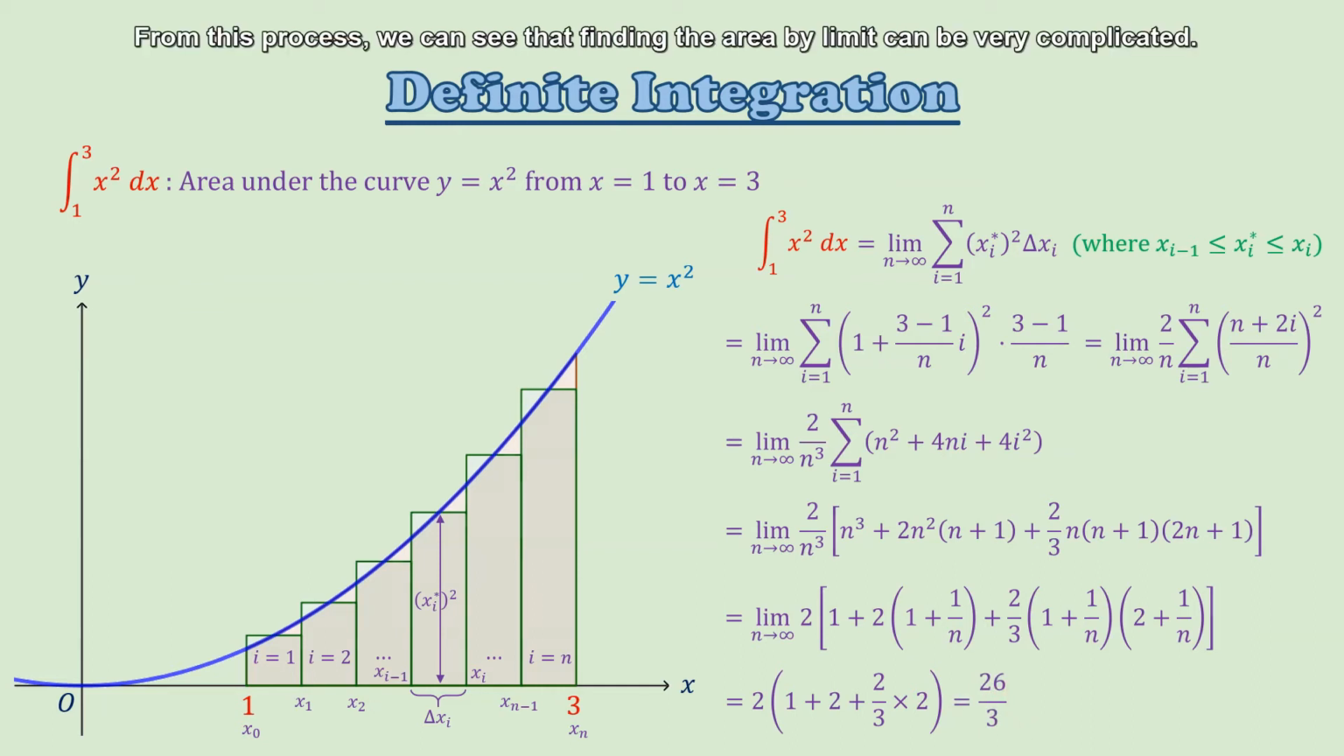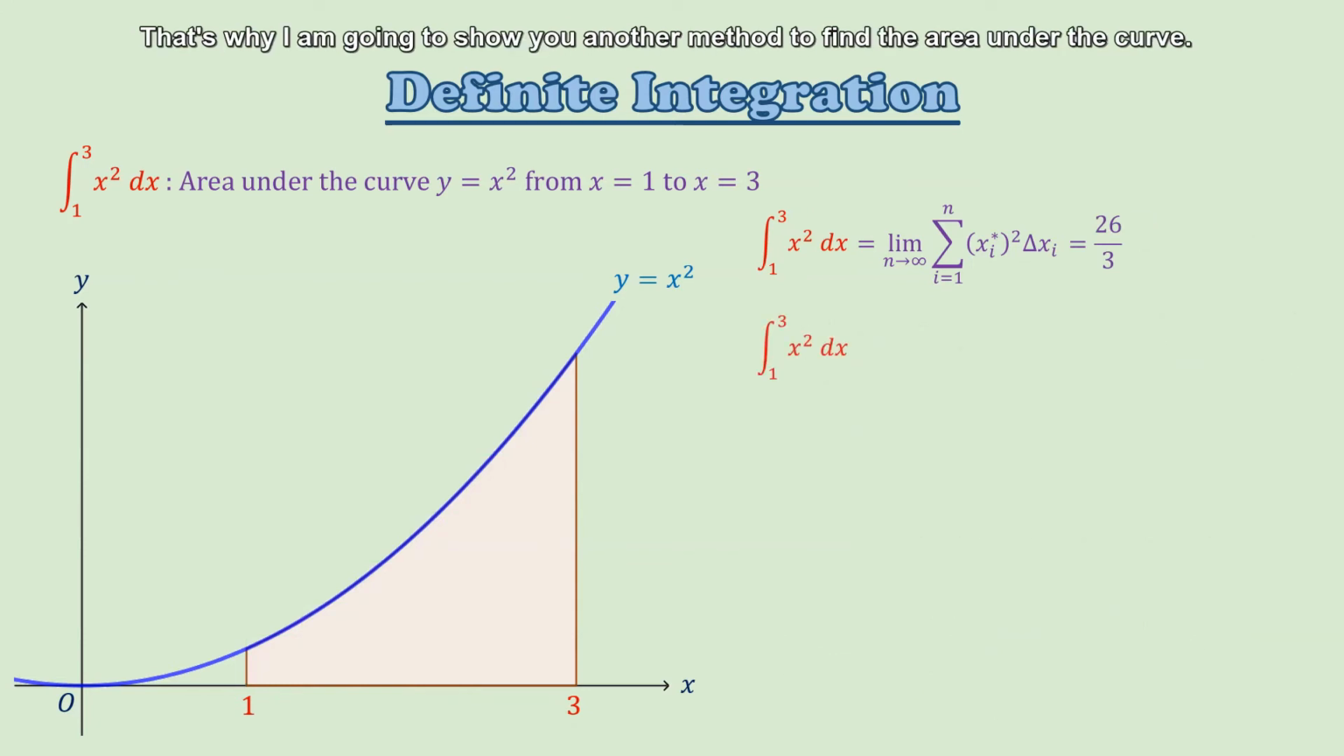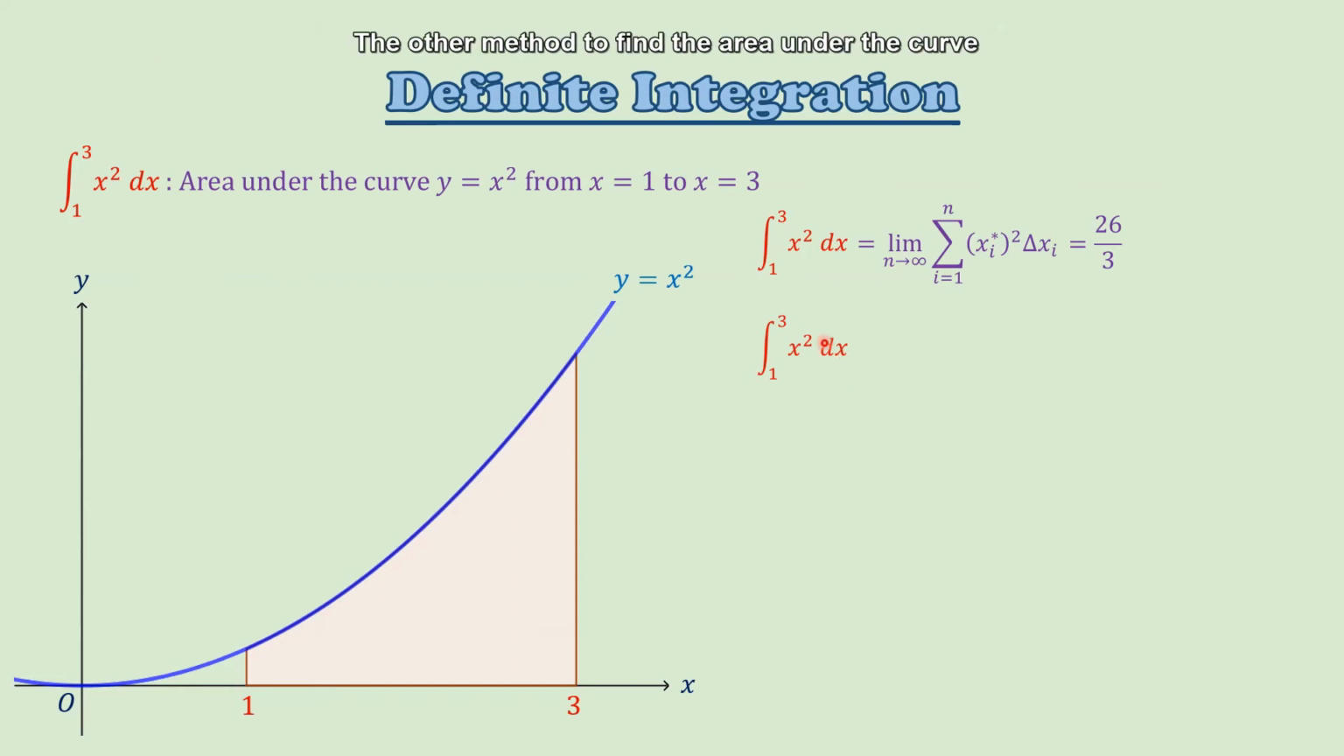From this process, we can see that finding the area by limit can be very complicated. That's why I'm going to show you another method to find the area under the curve. The other method to find the area under the curve is to first of all consider indefinite integration. If we integrate x squared, we can obtain 1/3 x cubed plus c, and we can simply omit the plus c. And then we should use square brackets to enclose it, and then put down 1 and 3 here.